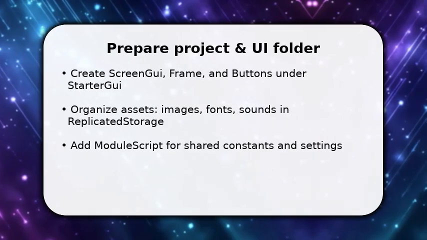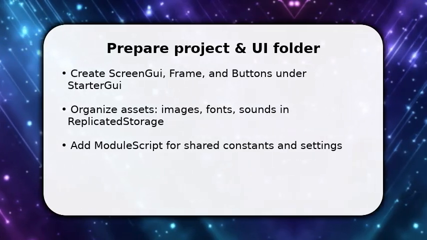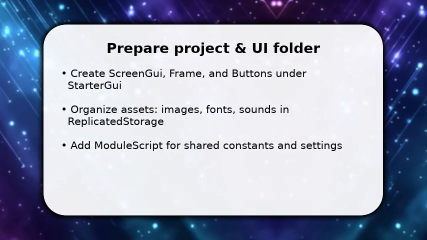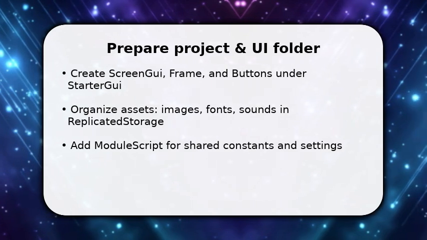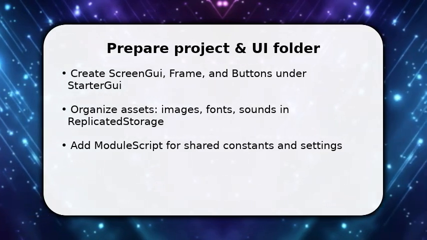Make a module script called MenuConfig containing sizes, colors, and button labels so you avoid magic values later. This structure speeds development and keeps behavior predictable as you code interactions.